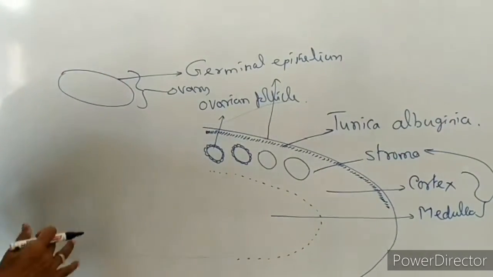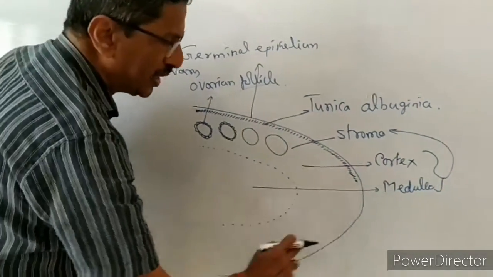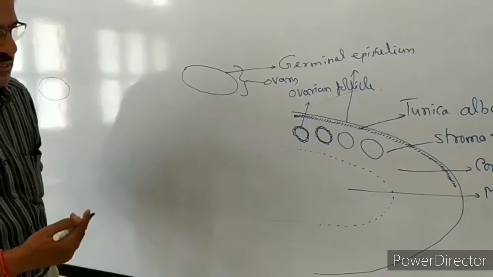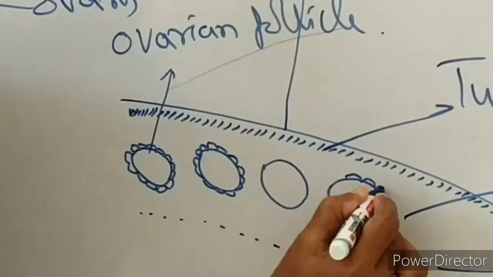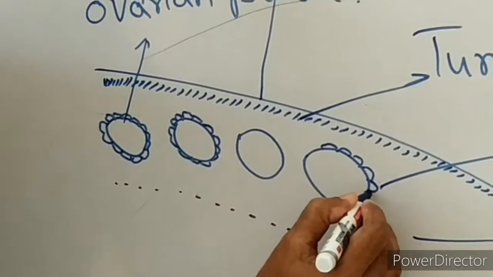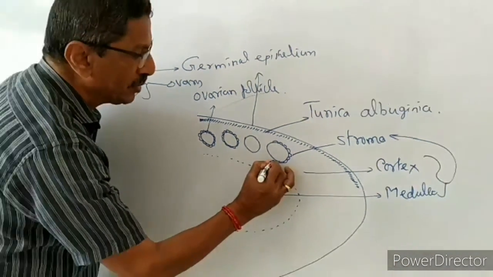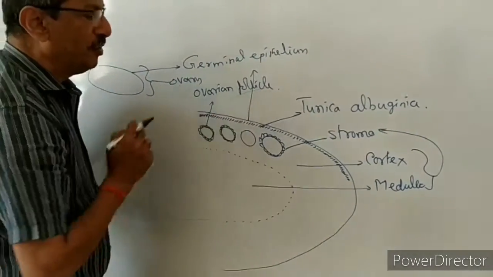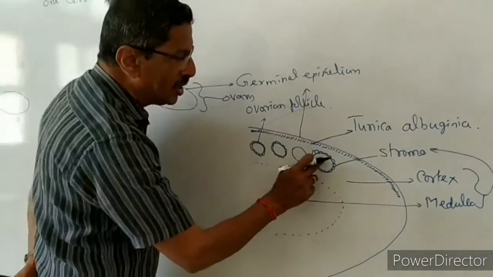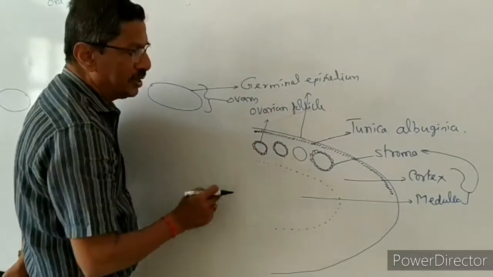An enormous number of ovarian follicles are present in the cortex. Thousands. It will not be less. Imagine that this ovarian follicle has grown up very well. Now this is called a matured ovarian follicle. The grown up one is called a matured ovarian follicle.